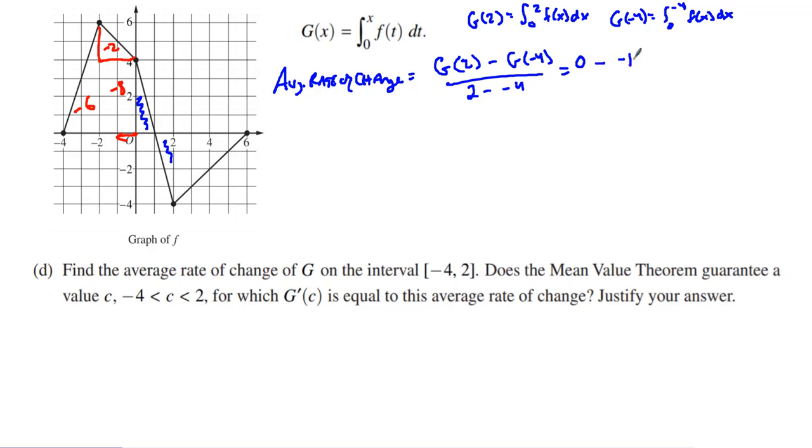So 0 minus negative 16, all over 2 minus negative 4, which is 6. And we get 16 over 6, or 8/3. So the average rate of change is 8/3.